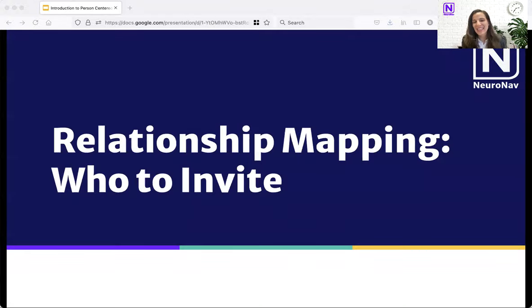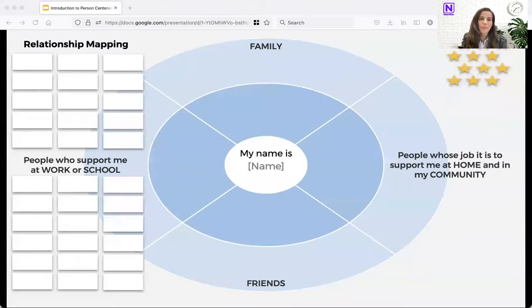Now, let's get started. We've told you all about what the plan looks like and what this whole process is going to look like. Let's dive into the first exercise. This is your relationship map, or really who to invite to your party. Step 1, write your name in the inner circle of the map.